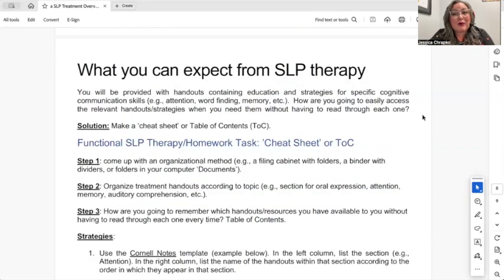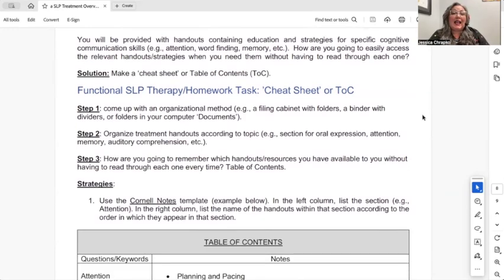So here's how I prepare my clients for our journey together. I provide handouts like the ones I show in my videos, containing education and strategies to help them cope with specific cognitive communication challenges. But it's important that I help my clients organize all of this information, because over the course of working together for 3 years for weekly or bi-weekly sessions, that's a lot of handouts for my clients. So I help them by creating a cheat sheet or a table of contents.